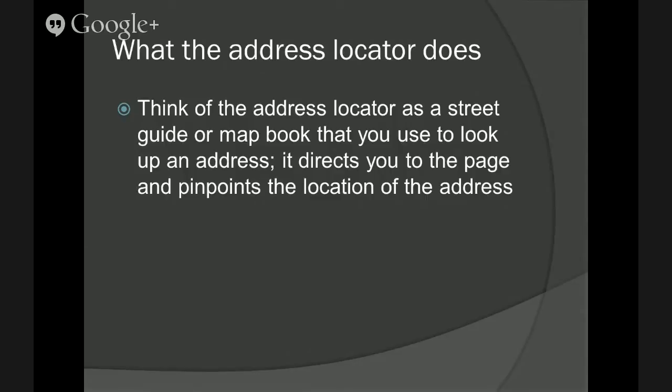I want you to think of this thing called the address locator as a street guide or a map book that you use to look up an address, or also maybe a description about a particular place on the surface of the earth. What this address locator does is it directs you to a page in this map book, and it pinpoints that location based on the address that you've described. So it's kind of the digital version of a map book.